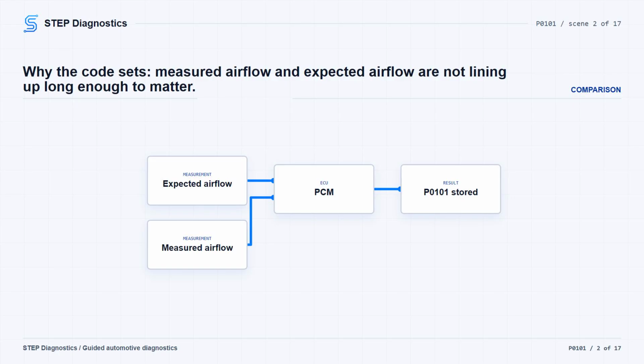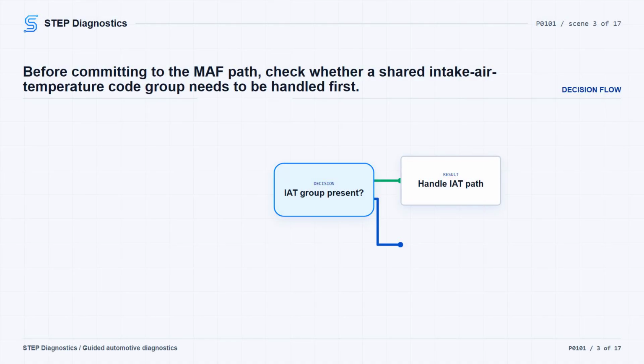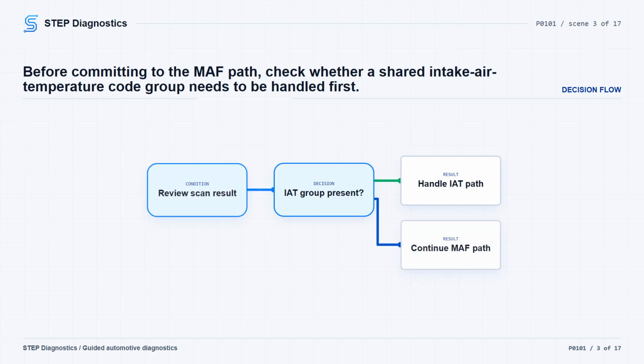For P0101, the fault sets when actual airflow is less or greater than modeled airflow by greater than a calibrated value for 4 seconds. Before staying on the P0101 MAF path, look at the whole scan result. If an intake air temperature-related code group is present with it, handle that shared air temperature path first. That path is looking at the IAT sensor circuitry, the sensor, and possible PCM involvement. If that group is not present, do not force the IAT path. Continue into the P0101 MAF diagnosis.